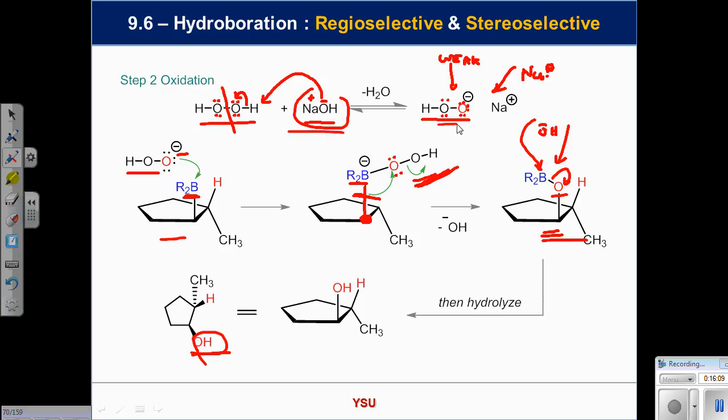We get this peroxide anion. It then attacks boron, and we produce this. And this is where it all happens. That's the important part. Once you see this, we get the migration. This is breaking the oxygen-oxygen bond. We're avoiding forming a six-electron oxygen by doing a concerted migration, and that gives us this outcome.